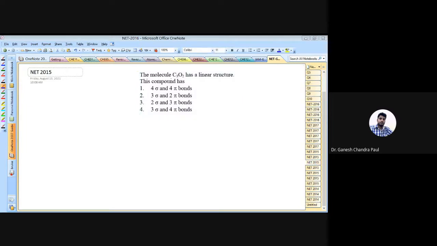The molecule P3O2 has linear structure. This compound has 4 sigma bond, 4 pi bond; 3 sigma bond, 2 pi bond; 2 sigma bond, 2 pi bond; or 3 sigma bond, 4 pi bond.